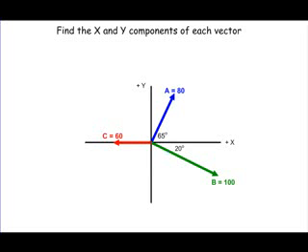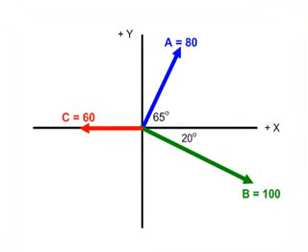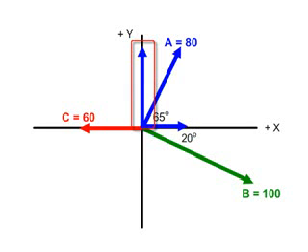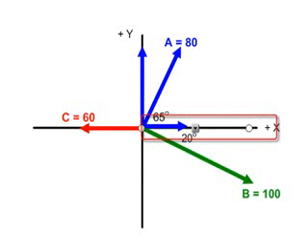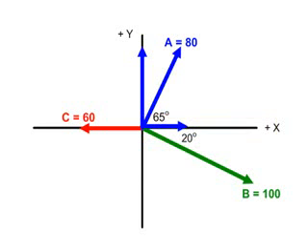To find the resultant algebraically, we need to first find the x and y components of each vector. So the x component of vector A is right here, and the y component of vector A is over here. And likewise, the x component of vector B is located here, y component over here.